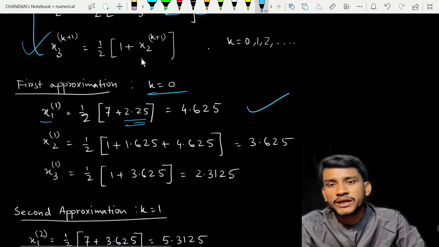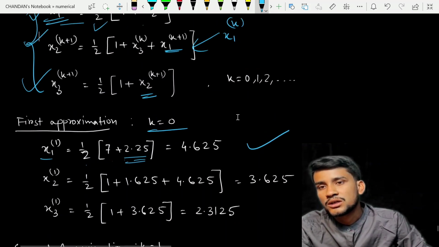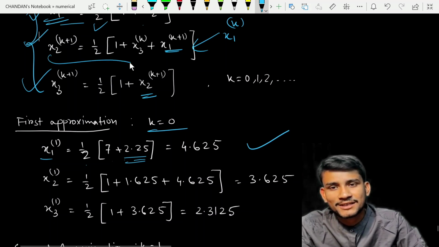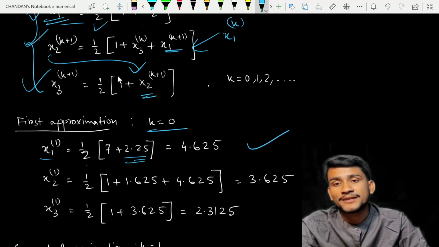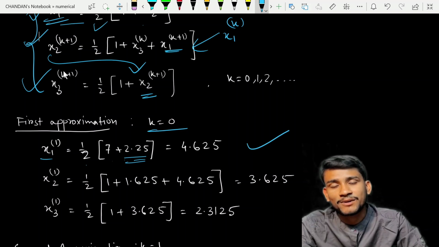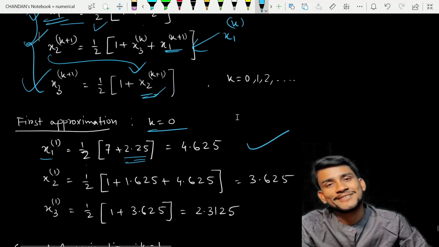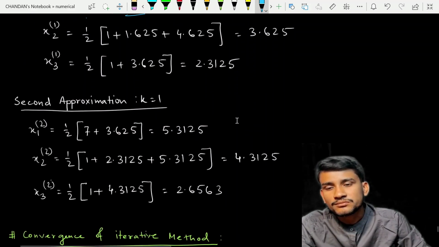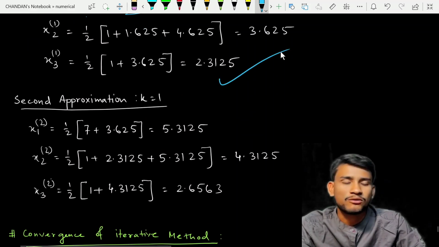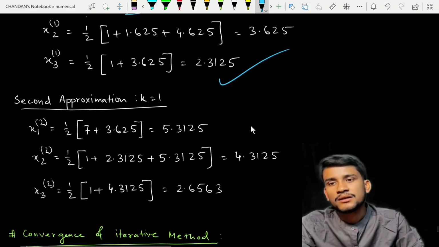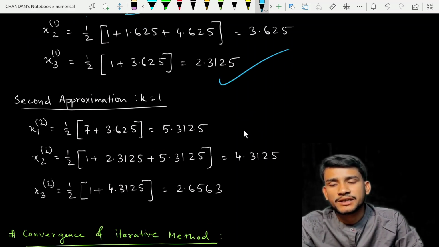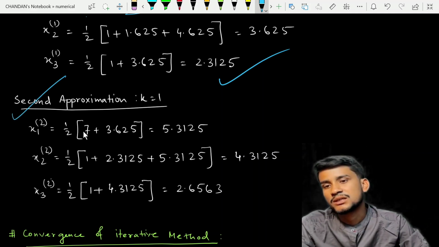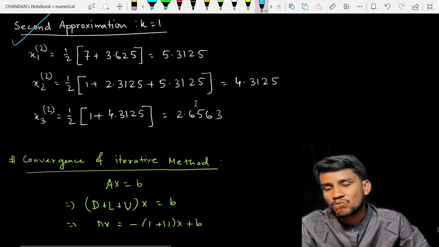And then we use x2^(k+1) also. This is the value we get from the same iteration, that is, the (k+1) iteration values. So this is the difference, and we put the values to get x1, x2, x3 of the same iteration, the second approximation. So this is very easy, we just put the values.